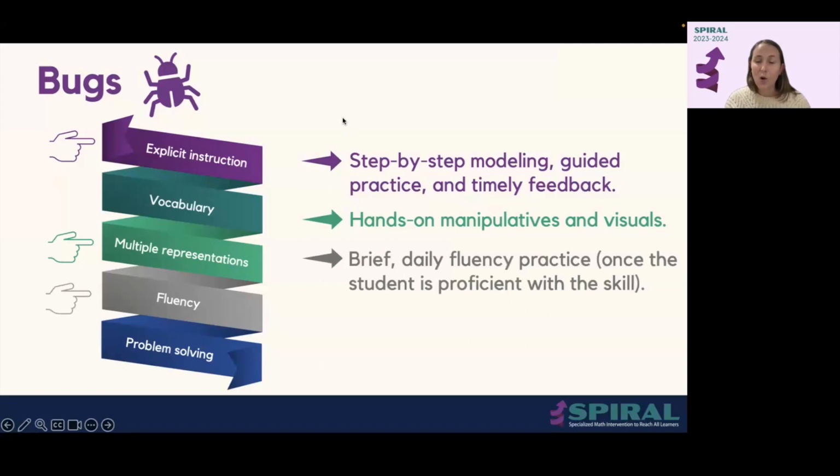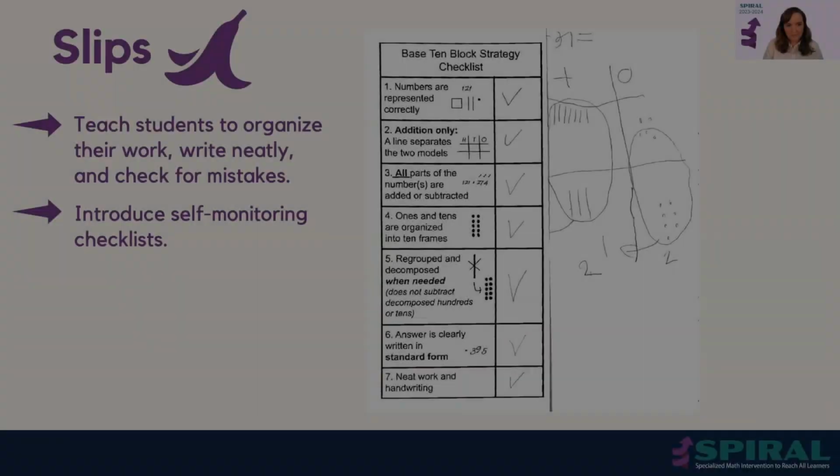And lastly, once we have remedied a misconception, we want to make sure to build their fluency with that skill so that they don't backslide into those same mistakes. So, we want to provide brief daily fluency practice once students become proficient with skills, especially computation.